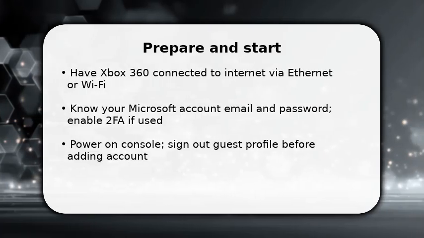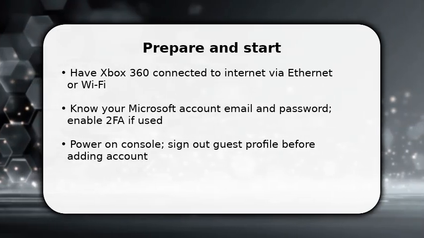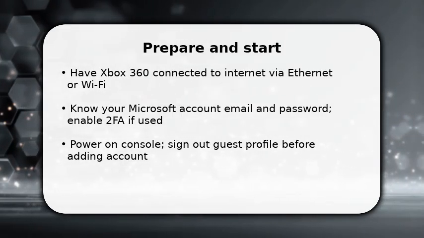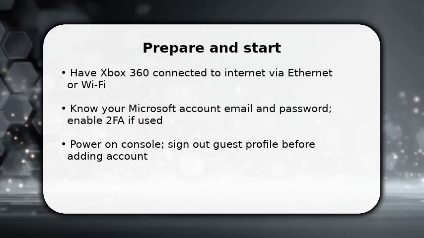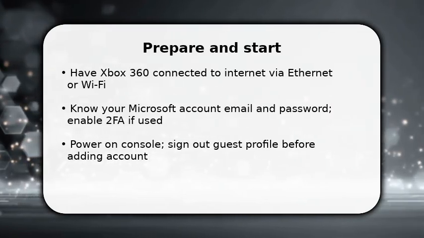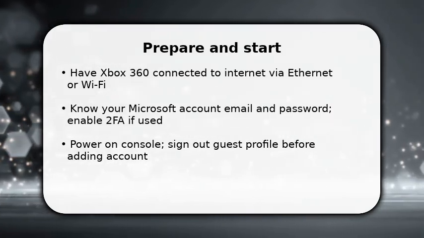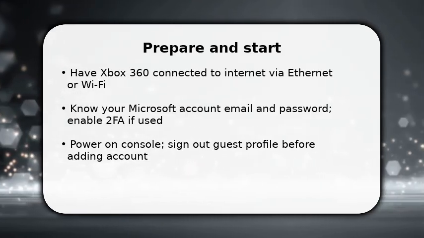You begin by making sure your Xbox 360 is online and you have the Microsoft account credentials ready. Once done, sign out any temporary profile and go to the console settings. Navigate to Account and choose Sign In or Create Profile. This starts the link process. Make sure your network is stable because interruptions will force restarts.